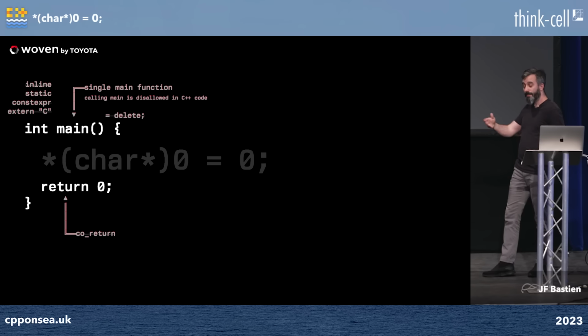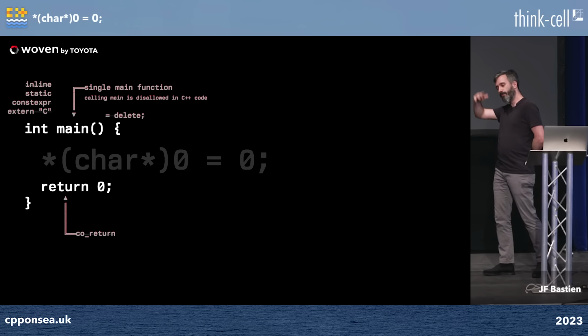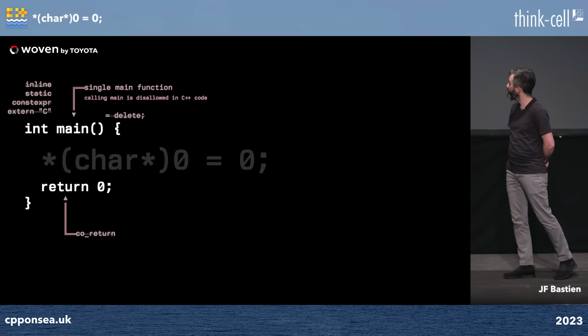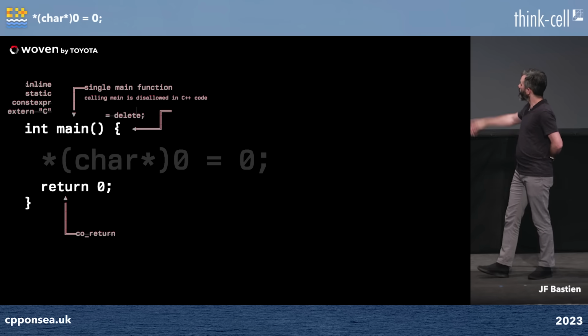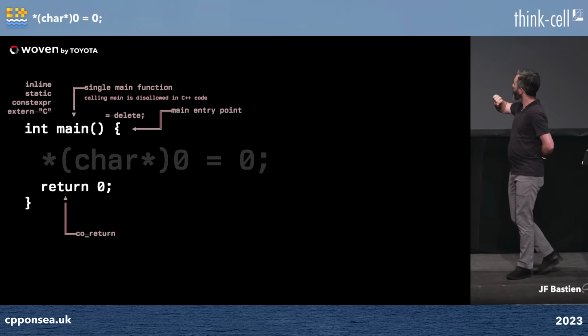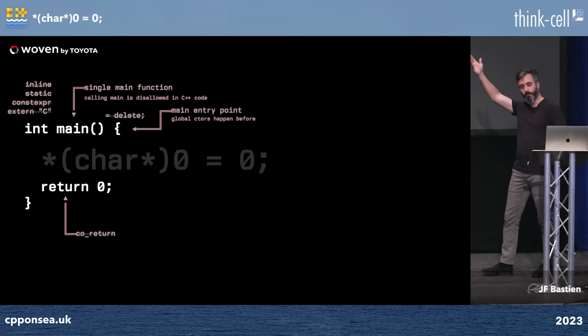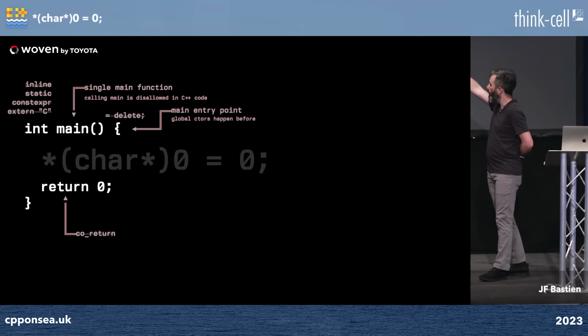And calling main in C++ is disallowed. You can't, from your program, call main. You can in C, though. That's a fun fact. You can call main from C. And then you have a curly brace there, which is wonderful. And you say, this is the main entry point. And the global constructors, so your globals outside of main, happen before this.